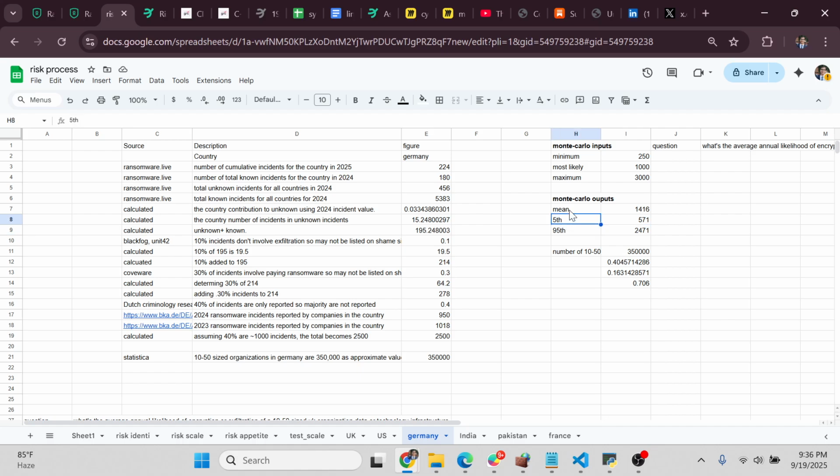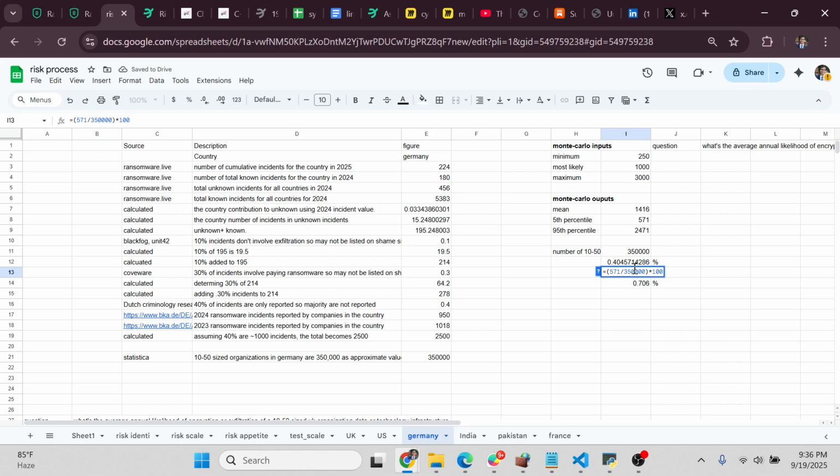Based on the fifth, 95th, and mean, we are calculating the chances. We are seeing 1,416 incidents for the mean, 571 incidents for the fifth percentile, and 2,471 in the 95th percentile. When we divide 1416 by 350,000 and multiply by 100, we get this percentage: 0.40%. I will have to add the percent sign. Same goes here.